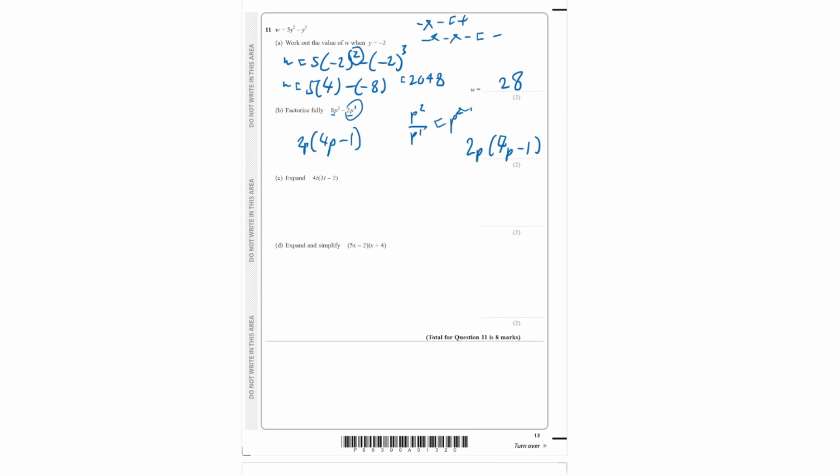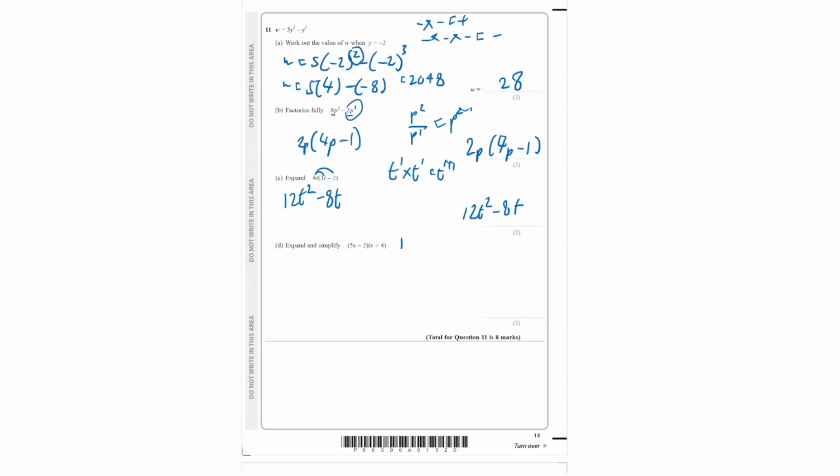Expand 4t into 3t minus 2. Now, when expanding polynomials, we have to multiply to everything inside the bracket. 4 times 3 is 12, and t times t is simply t to the power of 1 plus 1, so that's t squared. Then 4 times -2 is -8, multiplied by t is -8t. So we get 12t squared -8t.